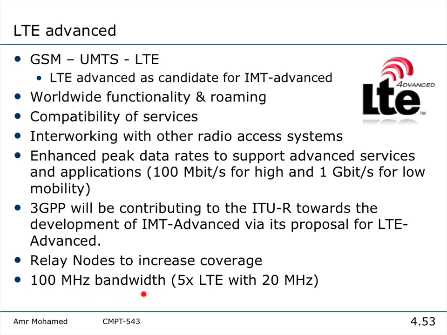Of course, the bandwidth: if you remember, we talked about 200 kilohertz bandwidth, and now we're talking about 100 megahertz bandwidth. So you can imagine the big difference. 200 kilohertz bandwidth for GSM allowed us to achieve bit rates in the range of kilobits per second, and of course here we're talking about huge bandwidths.